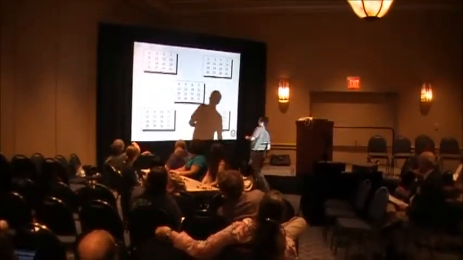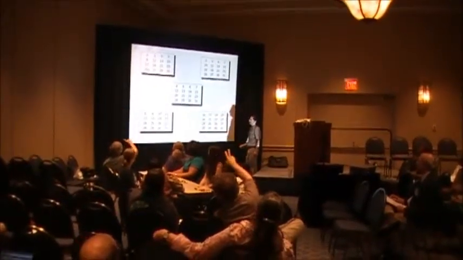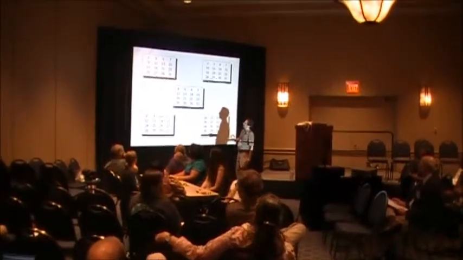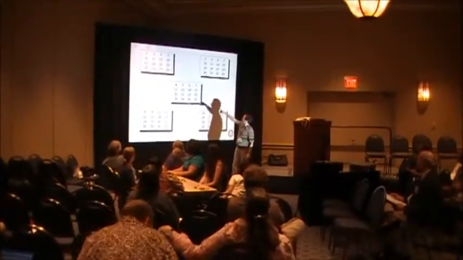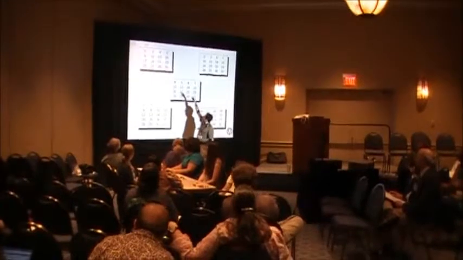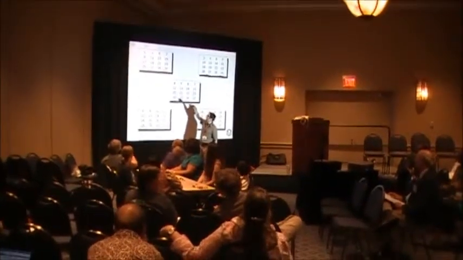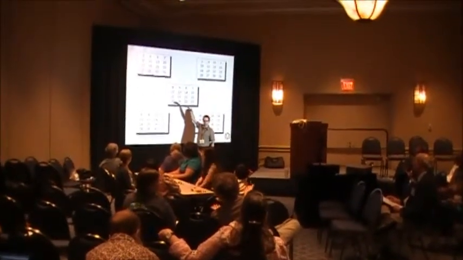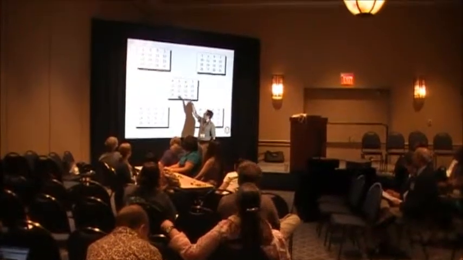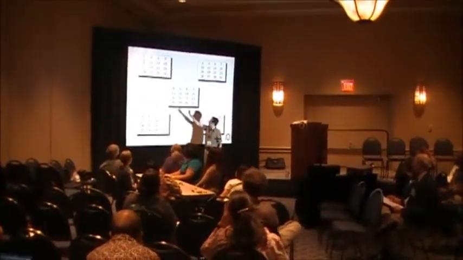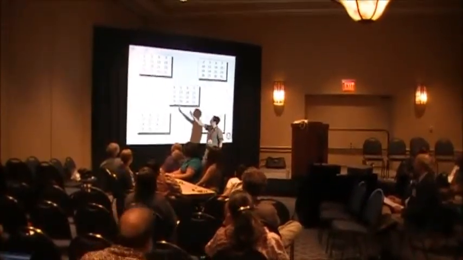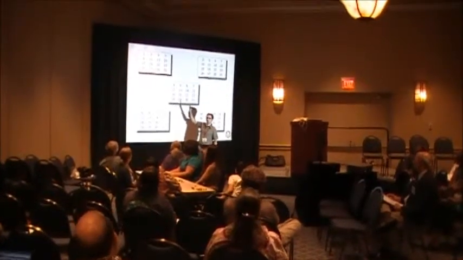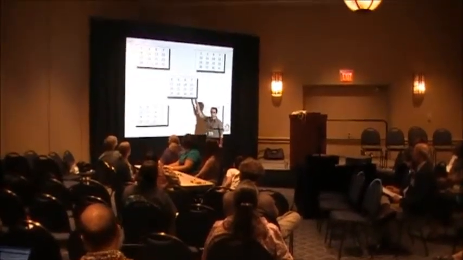I'm lost. Which box are you in? The middle one? Oh, okay. So there's eights down, from 4 to 12, you add 8. 12 to 20, you add 8. 20 to 28, you add 8. But then it's ones across. You just add 28 plus 1, 29 plus 1, 30 plus 1.